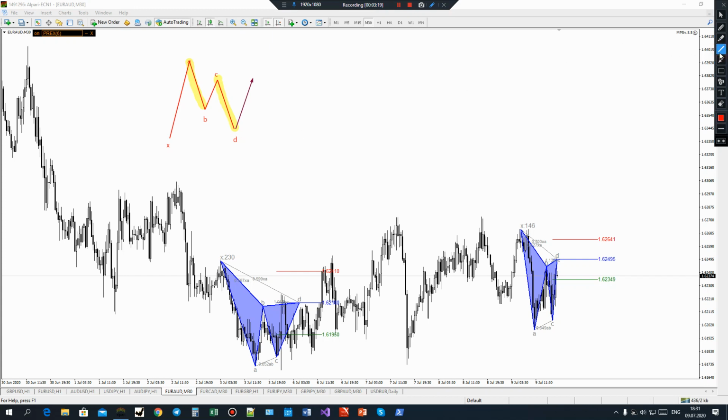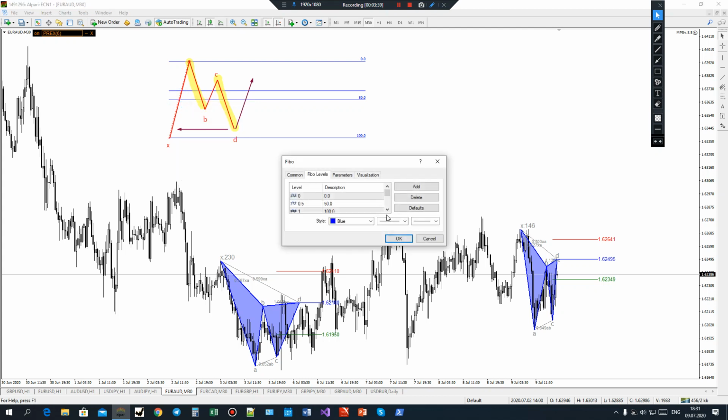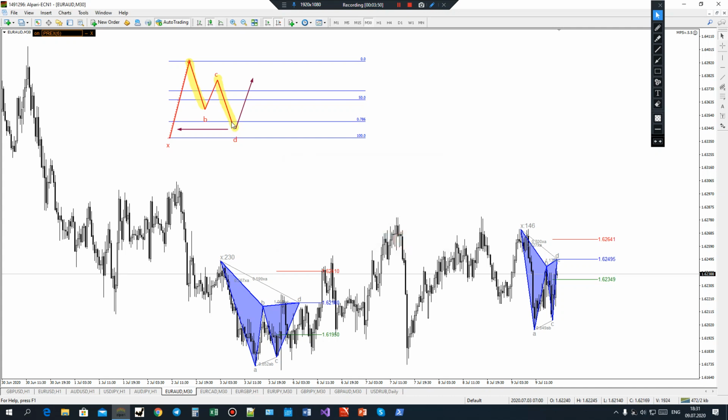What traders noticed is that if we have this AB equals CD and it completes at some kind of Fibonacci level of the XA leg, let's say 786 probably, or 886, then we have a reversal. So let me add the 786 level. It is kind of a complementation, when levels complement the ABCD measurement.